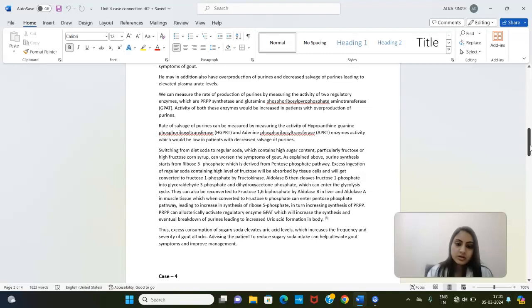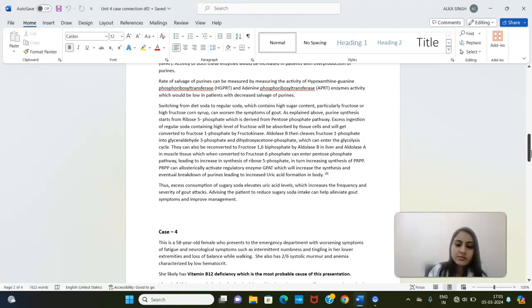We can measure the rate of production of purine by measuring the activity of two regulatory enzymes, which are PRPP synthetase and GPAT. Activity of both these enzymes would be increased in patients with overproduction of purine. The rate of salvage of purine can be measured by measuring the activity of the HGPRT and APRT enzymes, which would be low in patients with decreased salvage of purine.